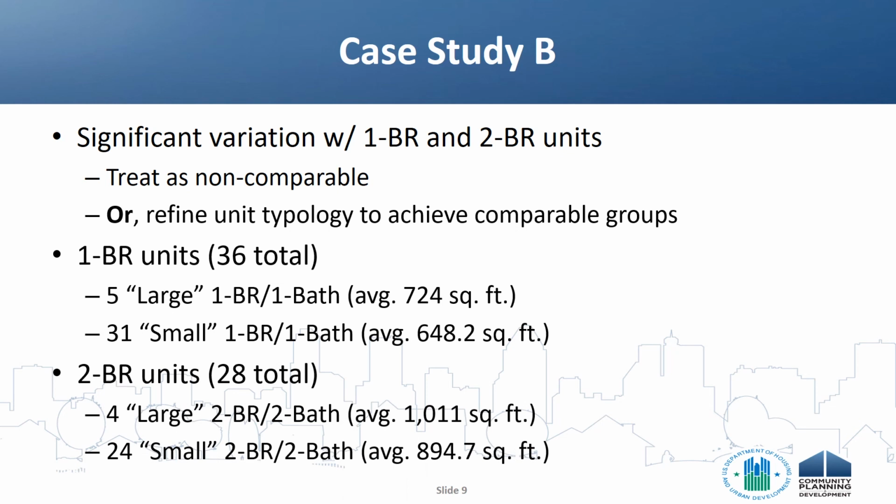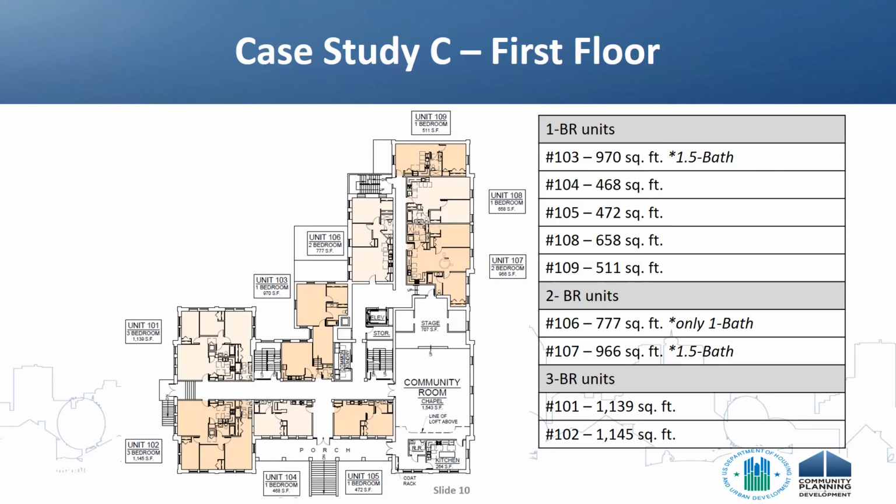Similarly, the two-bedroom units can also be broken into two groups: large units at 1,011 square feet, and small units at an average of 895, with no unit varying from that average by more than 2 square feet. That's a difference no one's going to notice. So let's look at one last example.